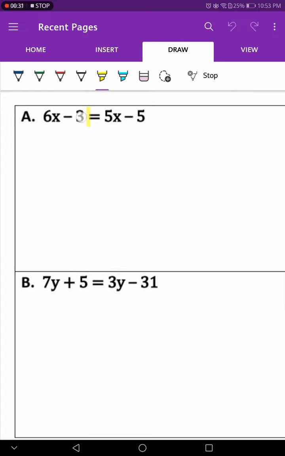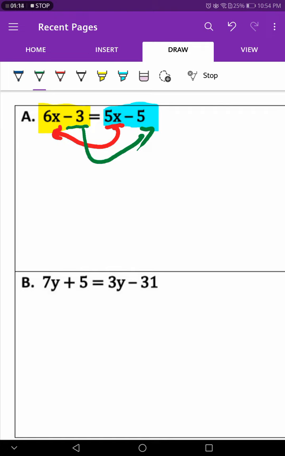As usual, we determine the left side and the right side to make our life easier. Now, to solve any equation, we try to make the x alone. But here I have 6x on the left side and 5x on the right side, so I have to put them on one side. I will send this 5x to the left side, and the negative 3 I will send to the right side.